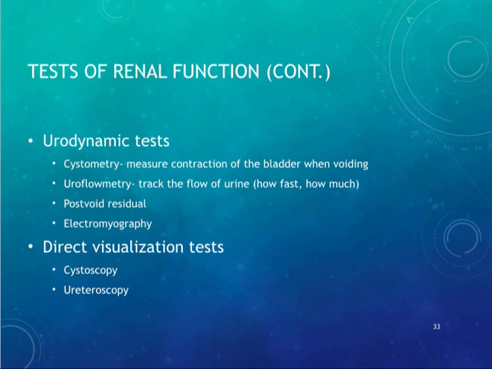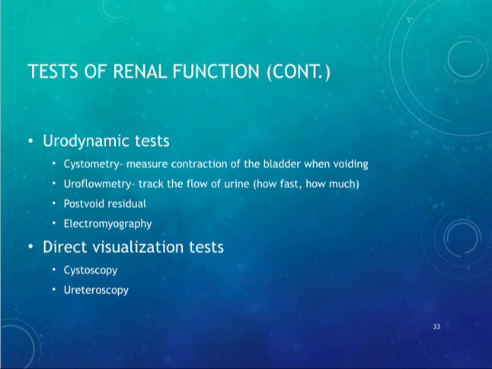Urodynamic test, cystometry basically looks at the contraction of the bladder when you're voiding. This would be more in terms of like if they had an innervation issue to their bladder. So that might be a useful test to see how well the bladder is actually contracting. Uroflowmetry basically tracks the flow of urine, how fast, how much, like is it emptying fast enough? So that would be another thing too, like you would look at for dysfunction of the bladder.